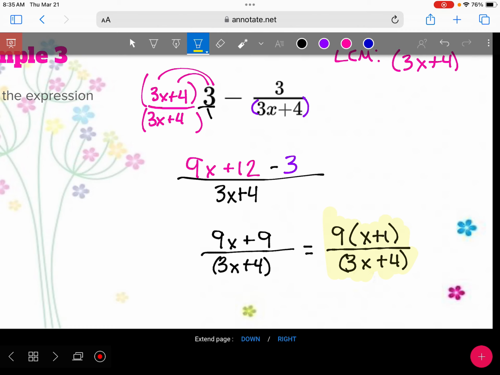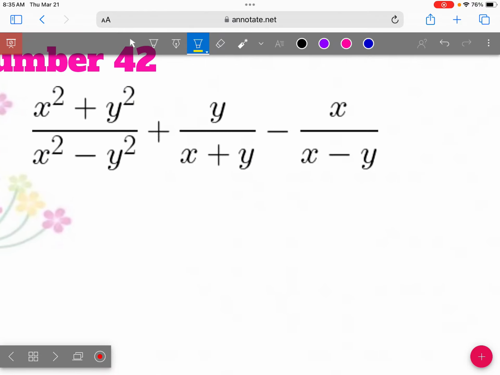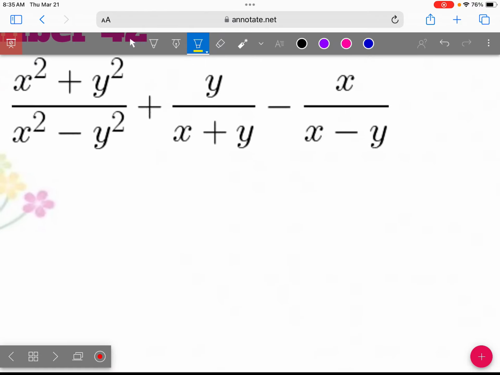Questions on this one? Okay. We have one more, and it's going to combine together both adding and subtracting. Dun, dun, dun. So this is our last one.